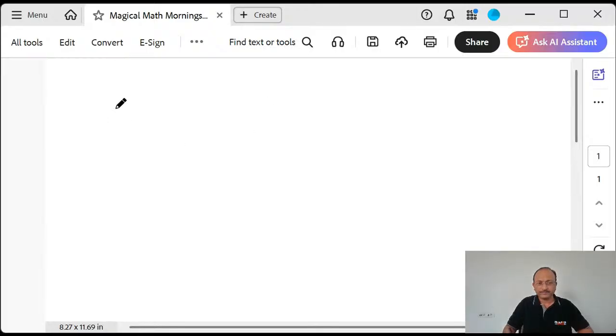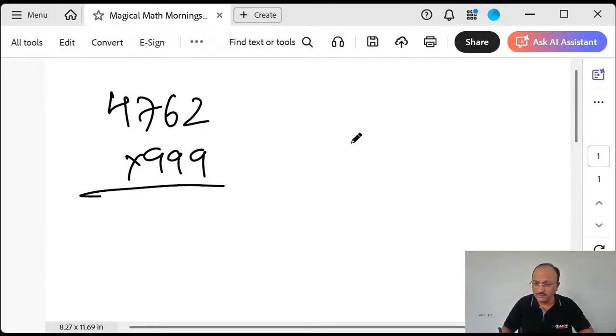Maybe we can take 4762 into 999. Can you give the answer now? Only for this, you may require a paper and pen. Correct? No, only for this trick. But in our mind, we can think it out and we can write it. Correct? No? Three zeros we can imagine, and just subtract this, and let's go ahead. That's it. Type the answer.